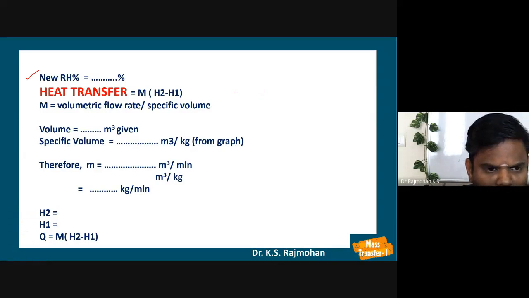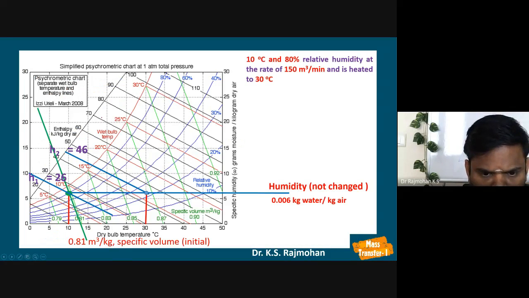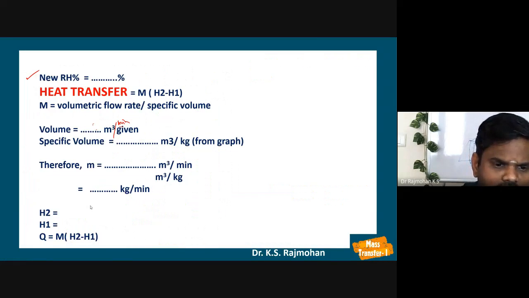So heat transfer rate can be given as m dot, where m dot can be obtained, times h2 minus h1. Okay, that is the enthalpy value. Okay, so we have volumetric flow rate divided by specific volume gives us the m dot value. So volumetric flow rate is given in meter cube per minute. Okay, specific volume we are getting from graph. Okay, so specific volume initially it is 0.81. Okay, so what is the m dot?